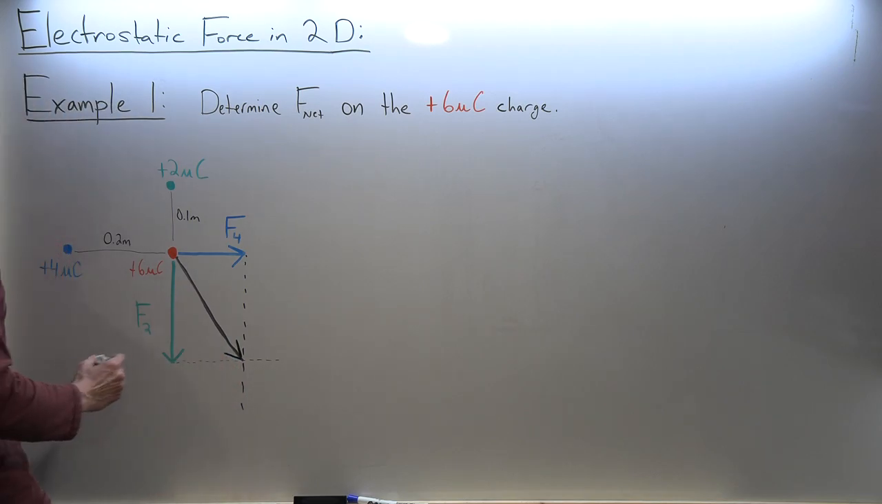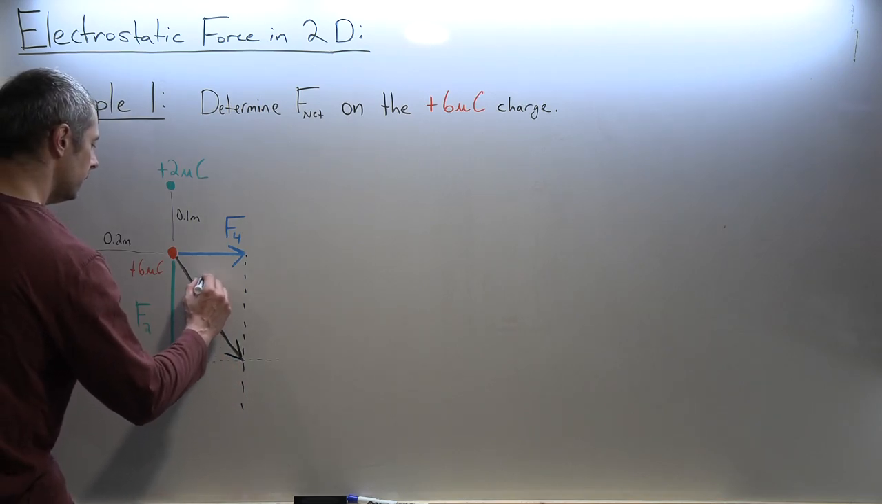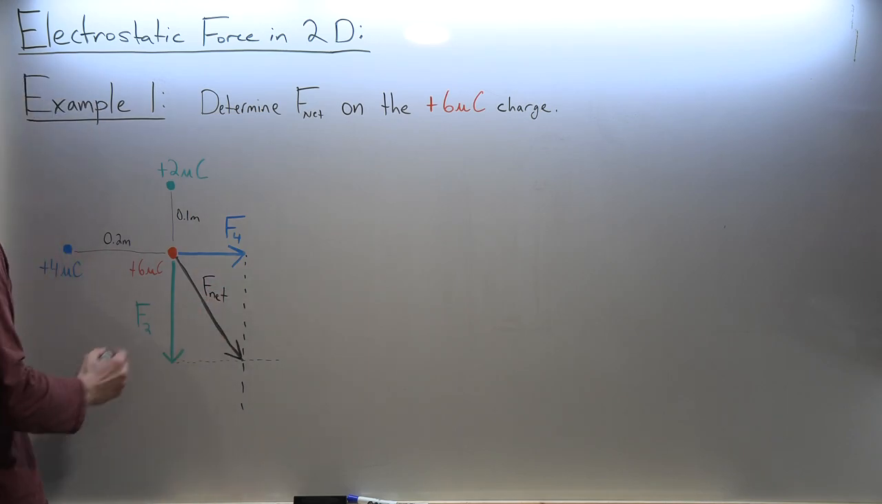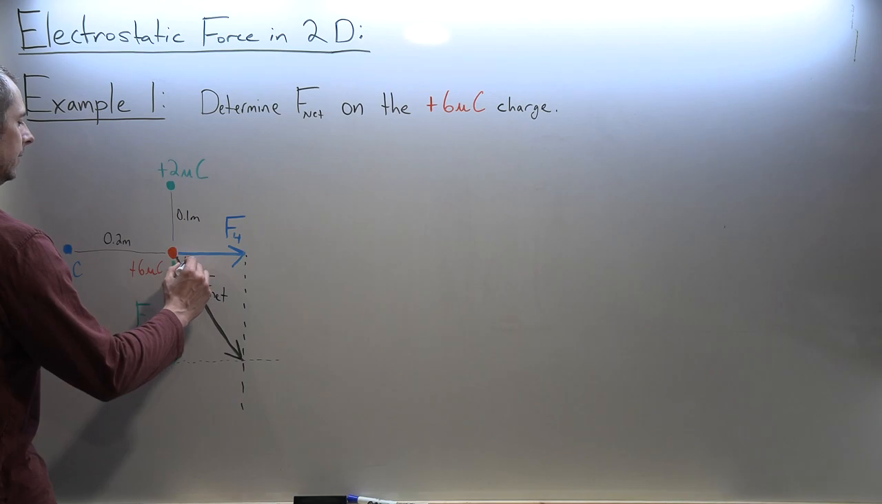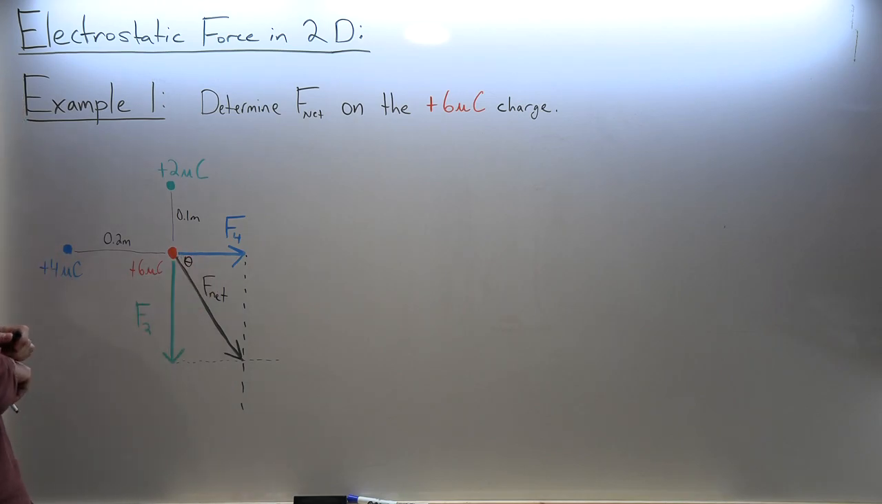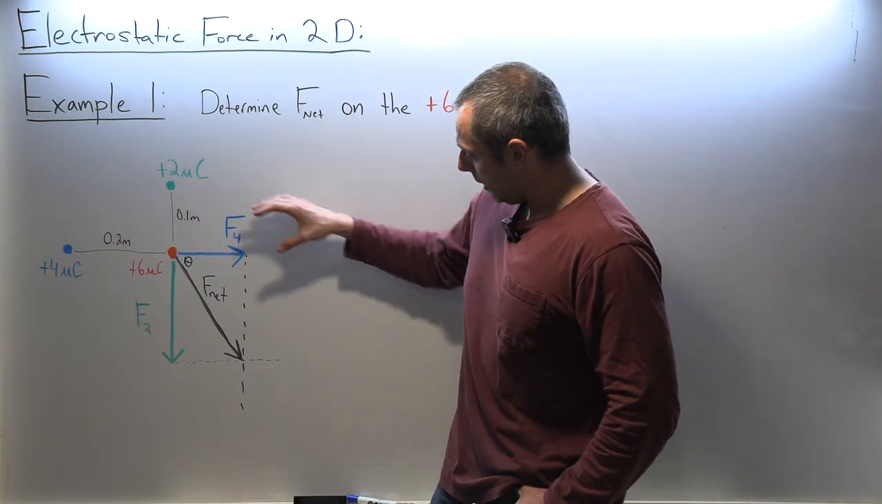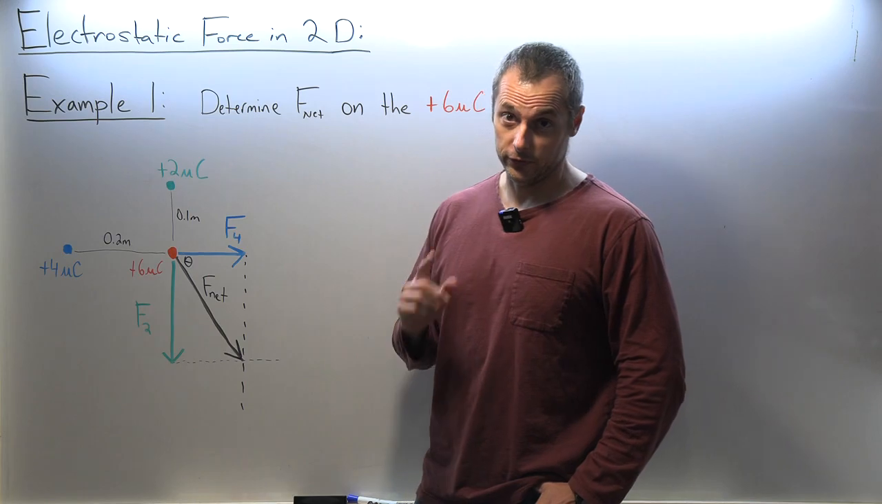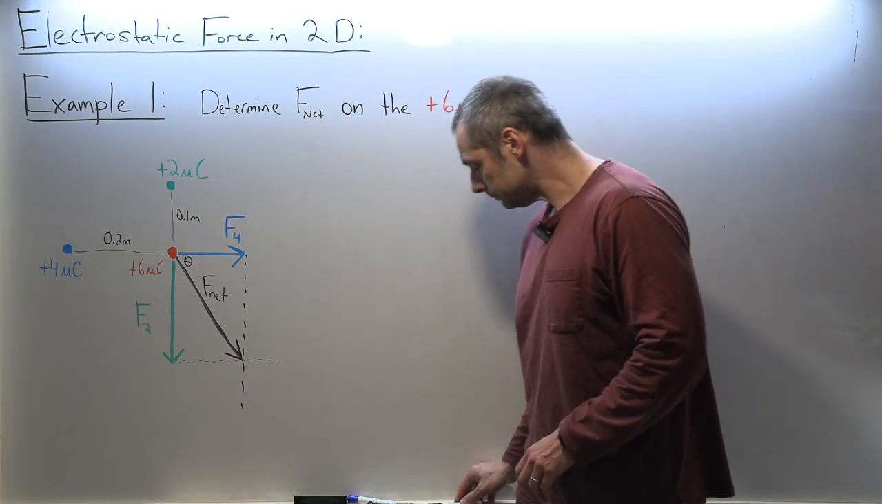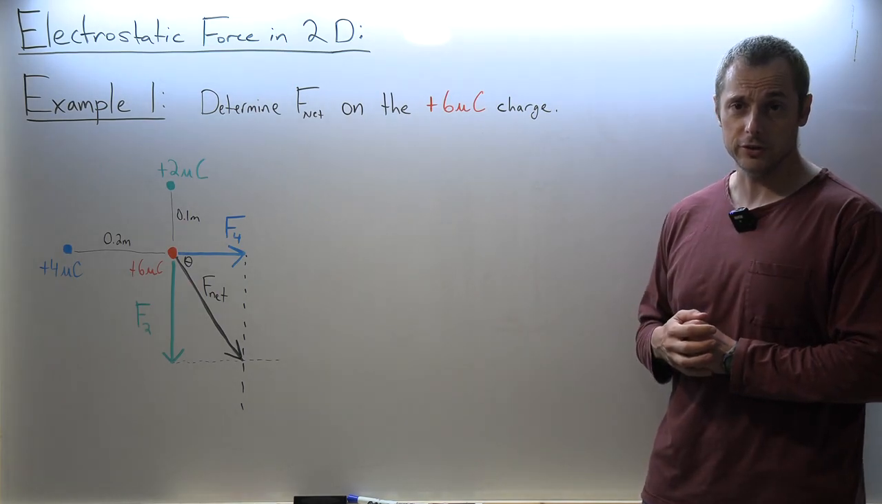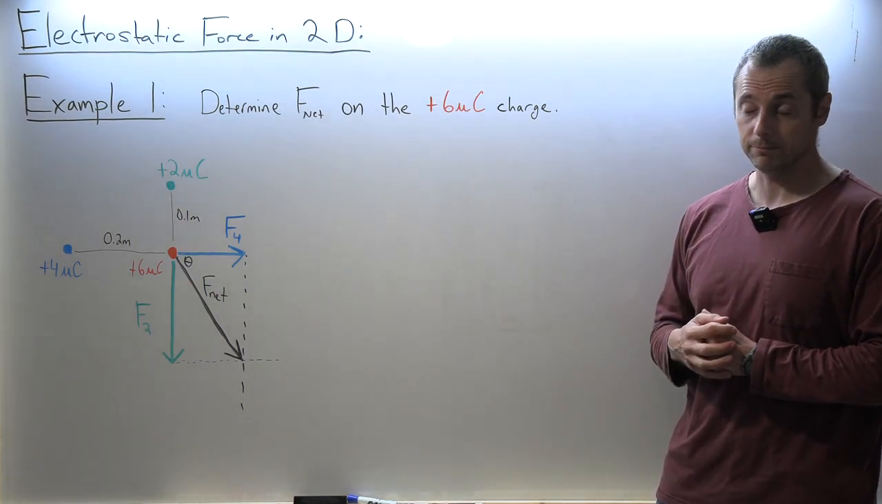So I'll label this F net. And it's at a certain angle, theta. So I'll put a theta there. So to find that net force, what I'm going to have to do is obviously find these two forces first. So before I do that, I'll pause to give you a chance to catch up with the diagram.